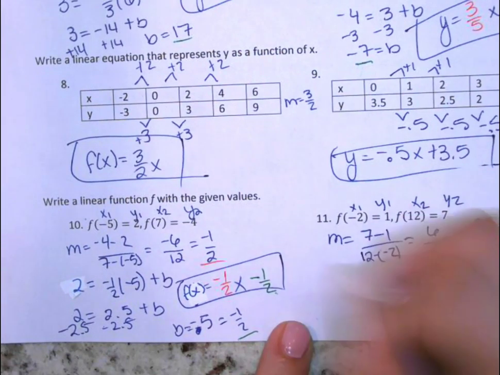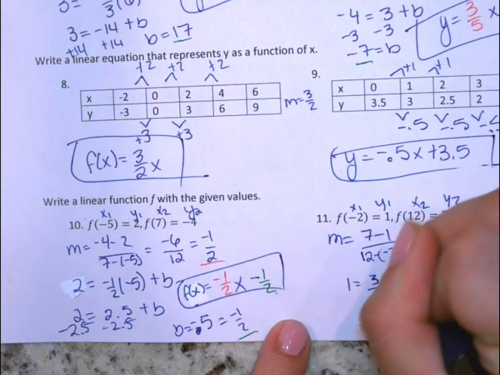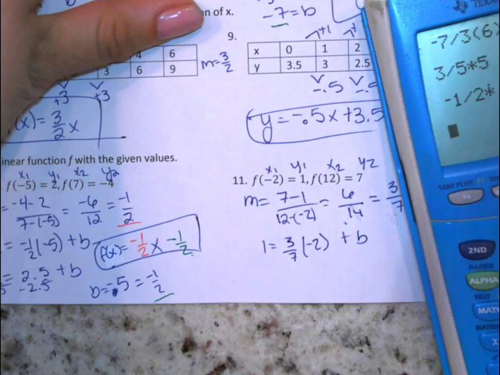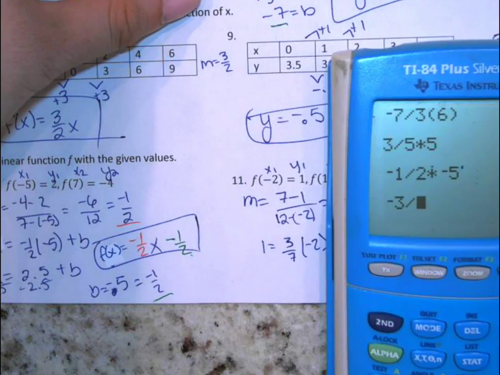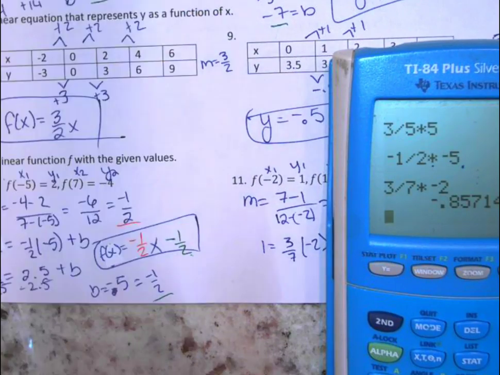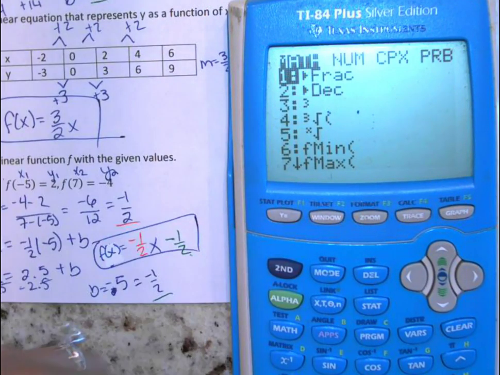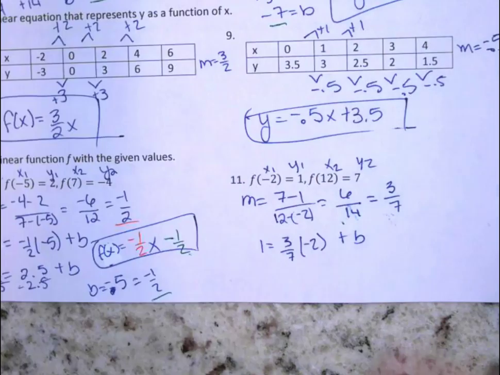Then I plug into the formula, so I have 1 equals 3/7 times negative 2 plus b. Oh wait, the 3/7 is positive. 3/7 times negative 2 gives me a weird funky decimal. What I'm going to do is press this math button right here. My first choice is fraction. I hit enter again, and it turns it into a nice fraction for me. So negative 6/7.